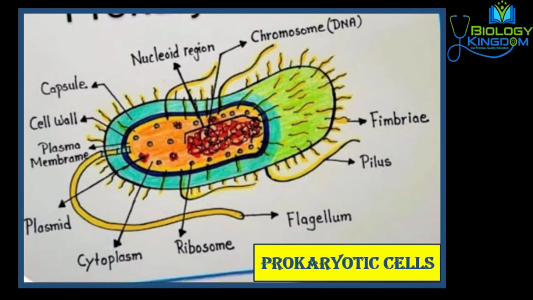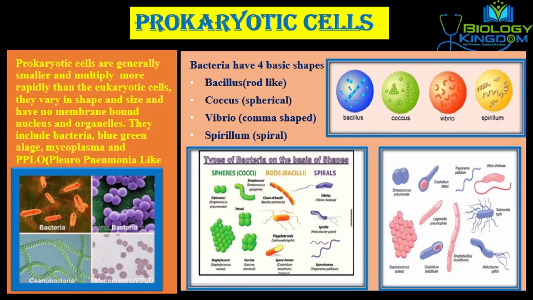Now prokaryotic cells. This is the structure of the prokaryotic cell, wherein in the detailed cell structure we can observe parts like the nucleoid region, which is the red colored one, chromosome, DNA, villi, flagellum, ribosomes, cytoplasm, cell wall, and plasma membrane. Now we will be discussing each one of them in detail. So moving on to the prokaryotic cells.